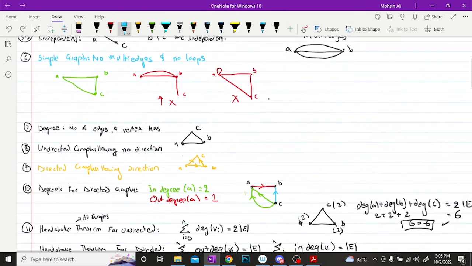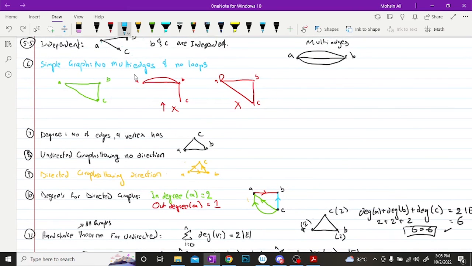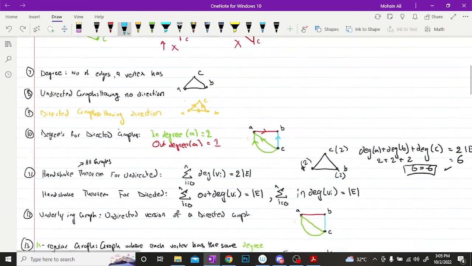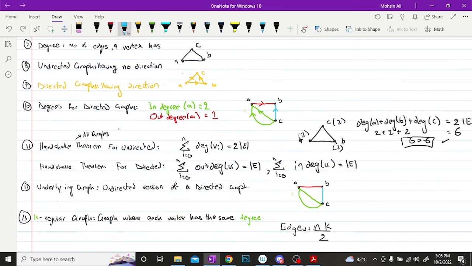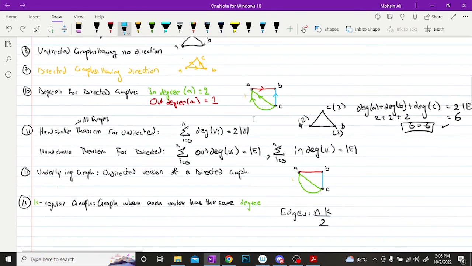Okay, so we've discussed what a simple graph is. A simple graph is basically having no multiple edges and no loops. So it shouldn't have multiple edges going to the same vertex. It shouldn't have a loop, and then it's a simple graph. Degree is basically the number of edges connected between two vertices. Then we have an undirected graph, which means it doesn't have any direction. A directed graph basically has direction. Then the degree for directed graphs is denoted by in degree and out degree.